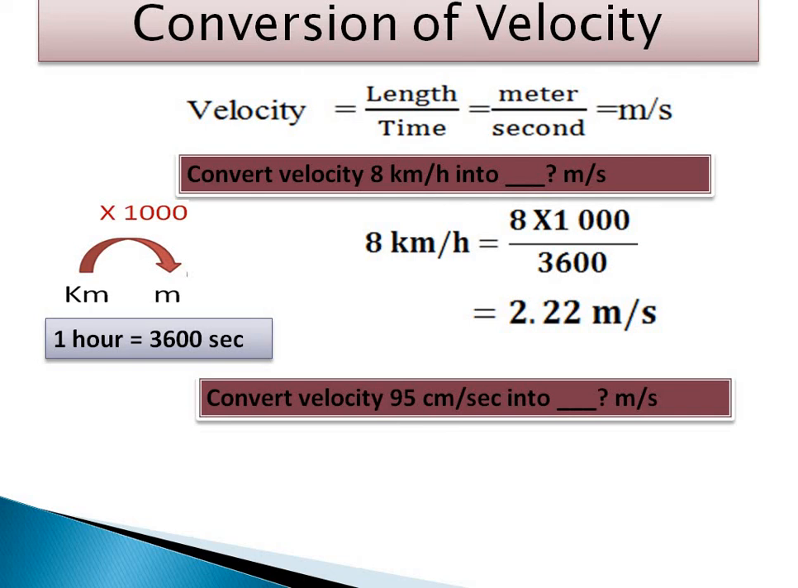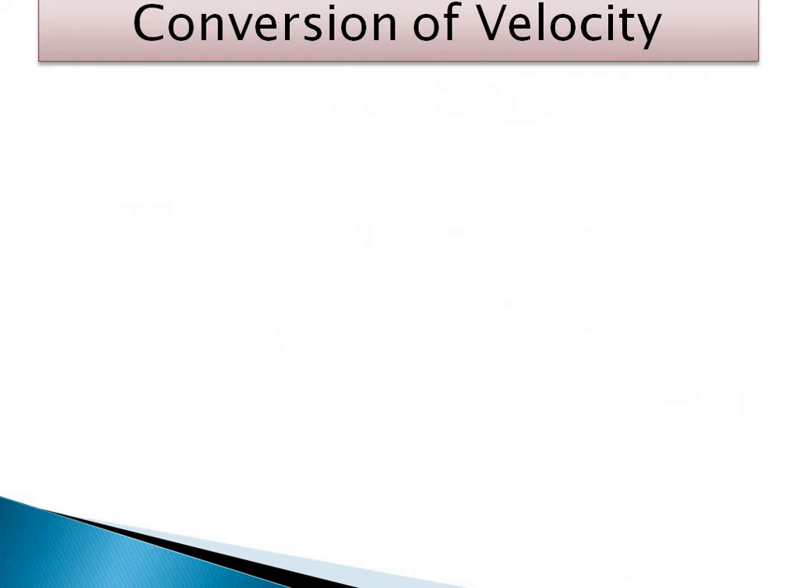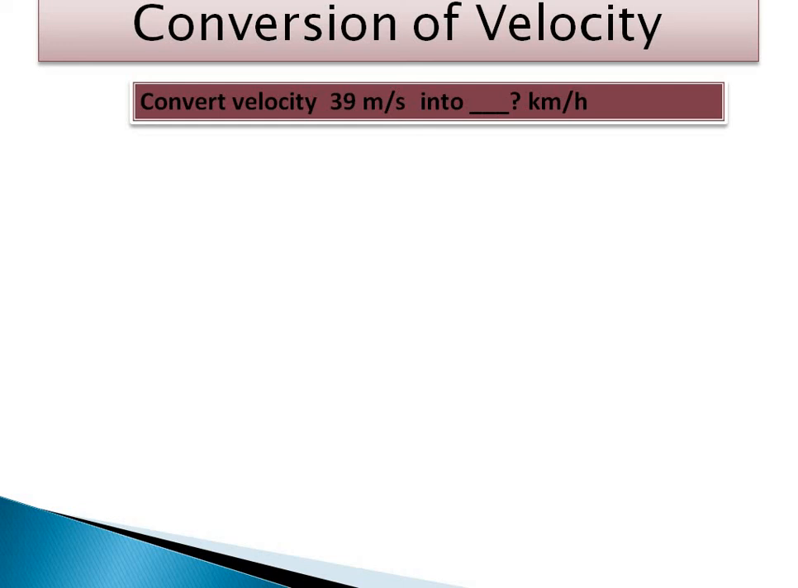Similarly, conversion of velocity of 95 centimeter per second into meter per second. Now here what will we do? We know that for 95 centimeter per second, we wanted to convert centimeter into meter. So 1 centimeter is nothing but 1 by 100 meter, and second as it is. So only we have to divide the quantity by 100. So 95 centimeter per second is nothing but 95 by 100 meter per second. So it is nothing but 0.95 meter per second. So this is about the conversion of velocity.